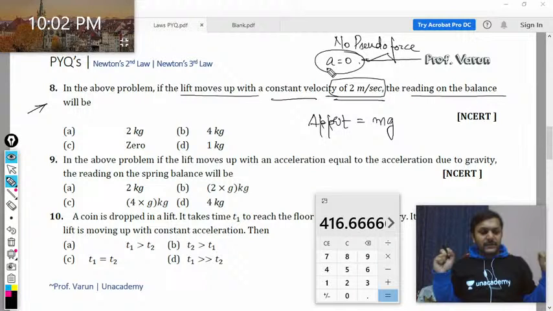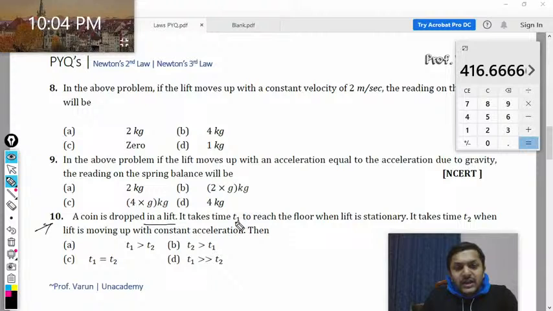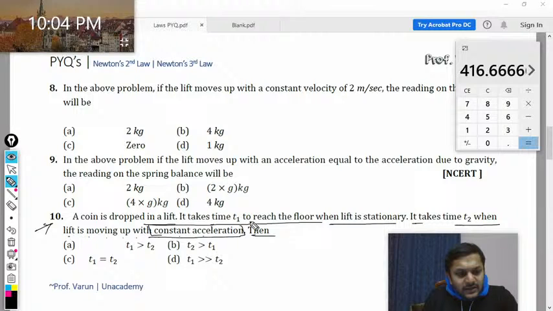Okay. So if it takes time t1 to reach the floor when the lift is stationary, it takes time t2 when the lift is moving up with constant acceleration, dear students. Well, if there is a constant acceleration here, how are we going to do these kinds of questions? Let us see.